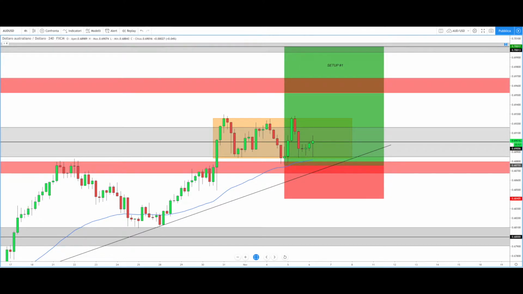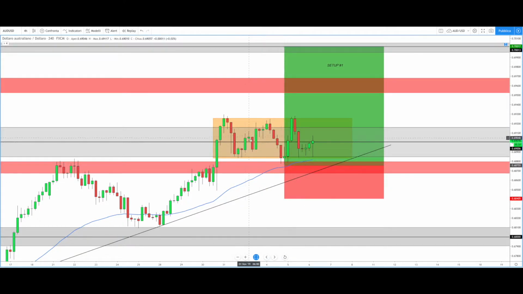So we shared this possible long setup on Australian dollar US dollar during the last weekend, and this setup has already given us good profit alongside Euro Japanese yen. So we can start with Australian dollar US dollar on the 4-hour time frame.